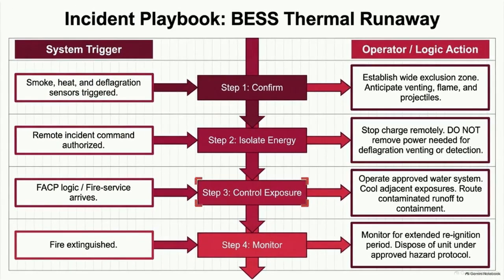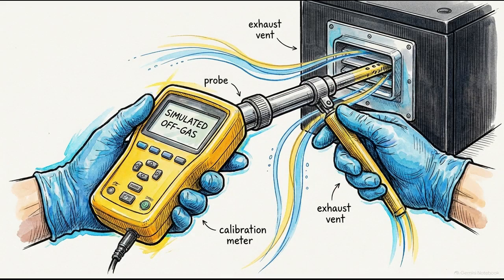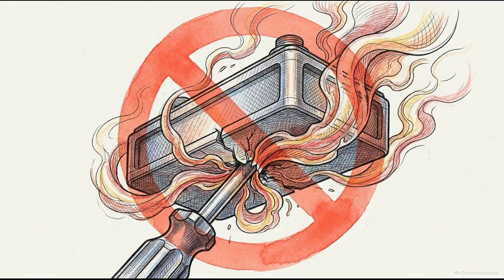Step 3 controls exposure. Operators engage the approved water system, applying the exact listed demand, such as 12 liters per minute per square meter, to cool adjacent units, while carefully routing contaminated runoff into containment. Validating these systems during commissioning requires approved stimulus and simulation. Teams should never introduce live electrical faults or purposefully abuse cells to verify sensor logic.